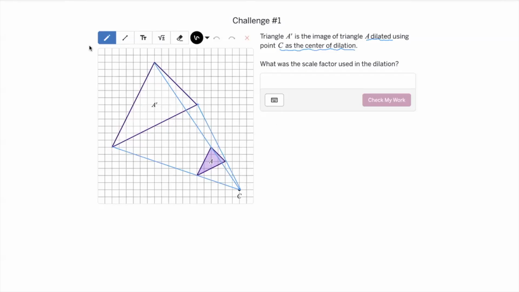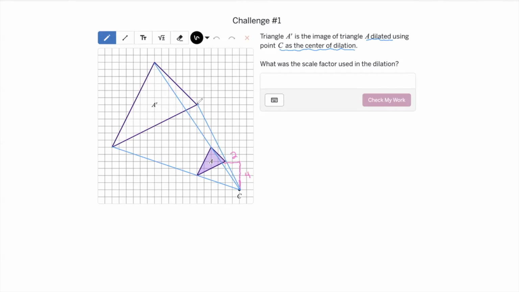So let's see, I'll use pink. If I want to go from C to these 3 points, I'm going to count how many I go up and over. So I go 1, 2, 3, 4 up, and then I go 1, 2 over. Okay, so that's times 1. This is one length from the center of dilation to the first point.